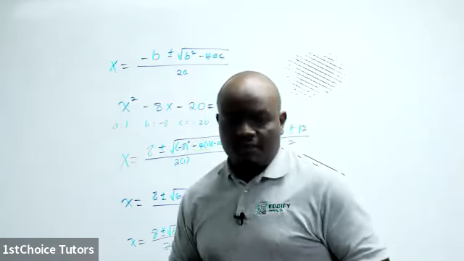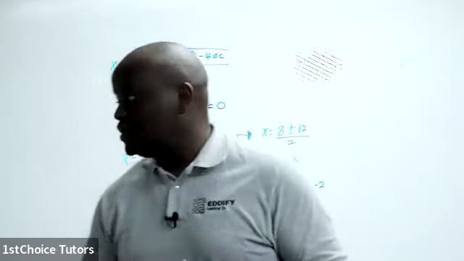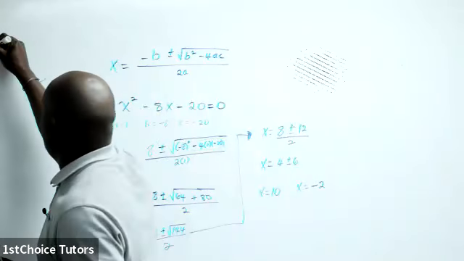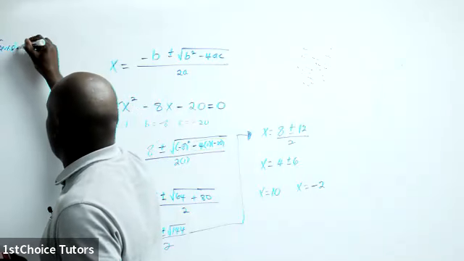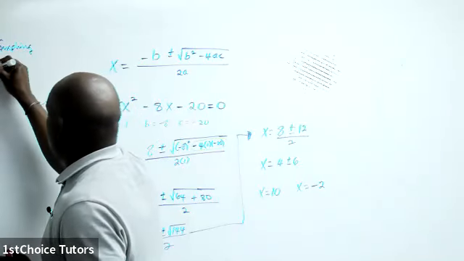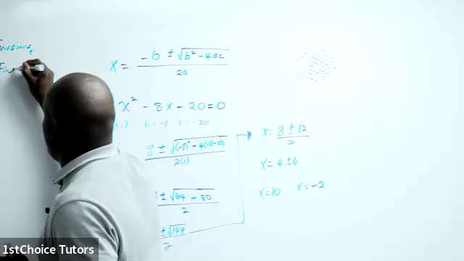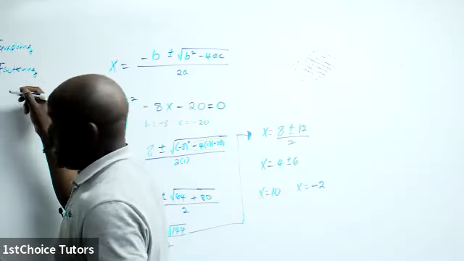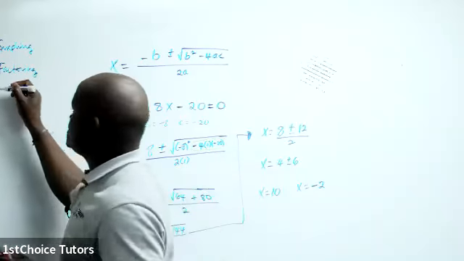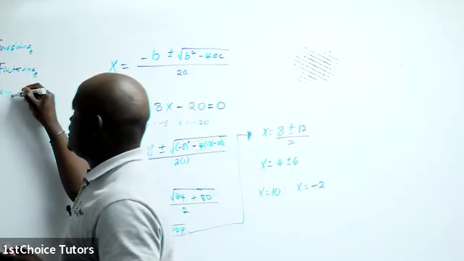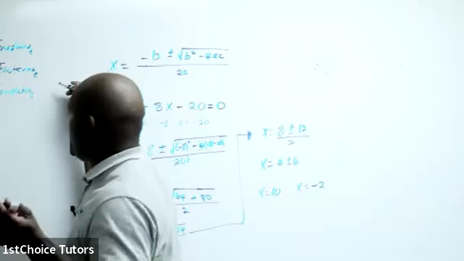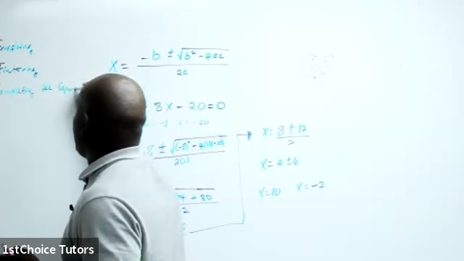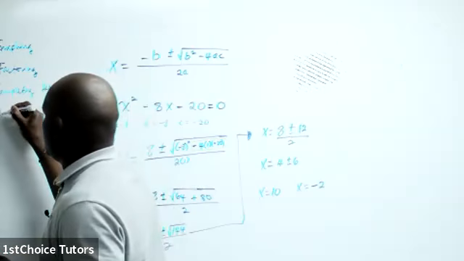So quickly recapping, how many methods did we go over today for solving quadratic equations? 4. What were they? Solve by graphing. Graphing method, factoring method. Then completing the square, which involves the square root at the very end. And quadratic formula.